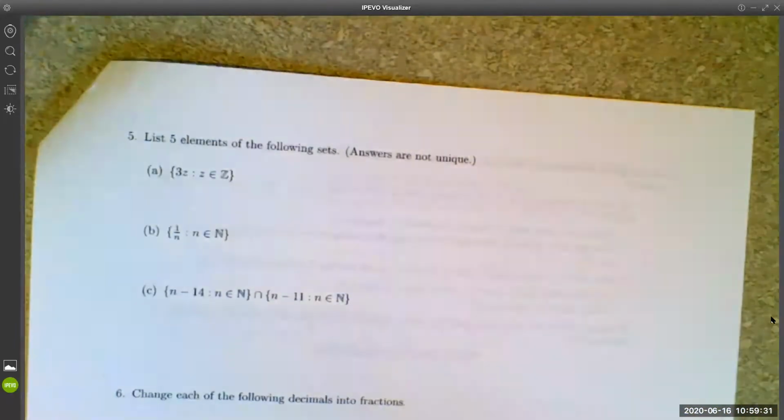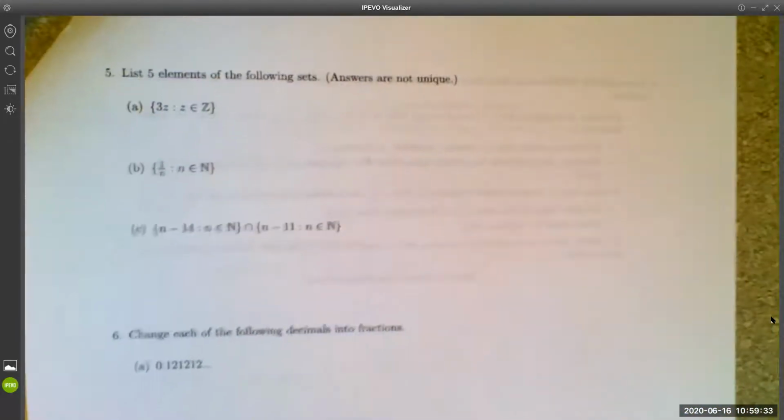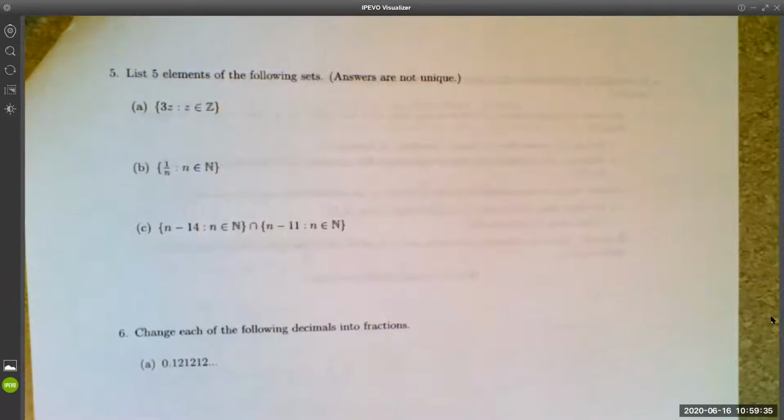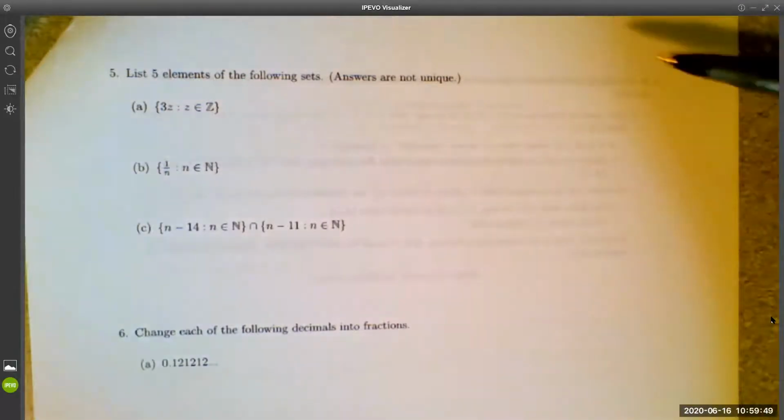Very good. By the way, if I'm going too fast, pause the video, rewind the video, rewatch it. Part of the beauty of having online class instead of face-to-face class, there are some advantages and disadvantages, but one of the advantages is that you can pause and rewind and rewatch.